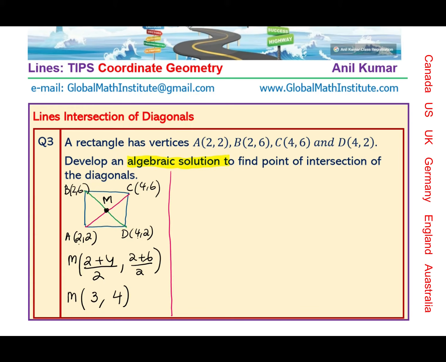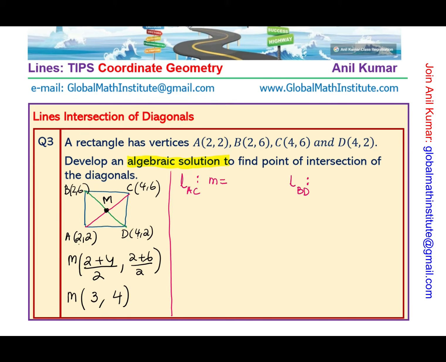How do we develop algebraic solution is what we are going to see here. So of course these diagonals are also part of a line segment, and therefore we can write down equation for line which is A to C, and also equation of line which is from B to D. And their intersections will give us the algebraic solution. Makes sense, right? So we have understood the concept.